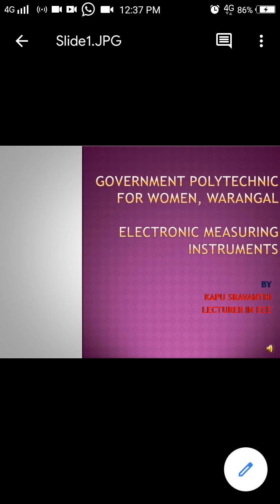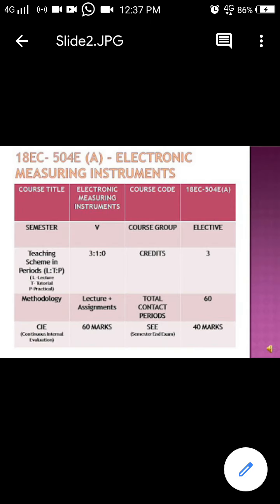Dear students, let me start by telling you a bit about myself. My name is Kapu Sravante, lecturer in ECE, Government Polytechnic for Women, Warangal. We are here today to learn about electronic measuring instruments. This is the course structure.